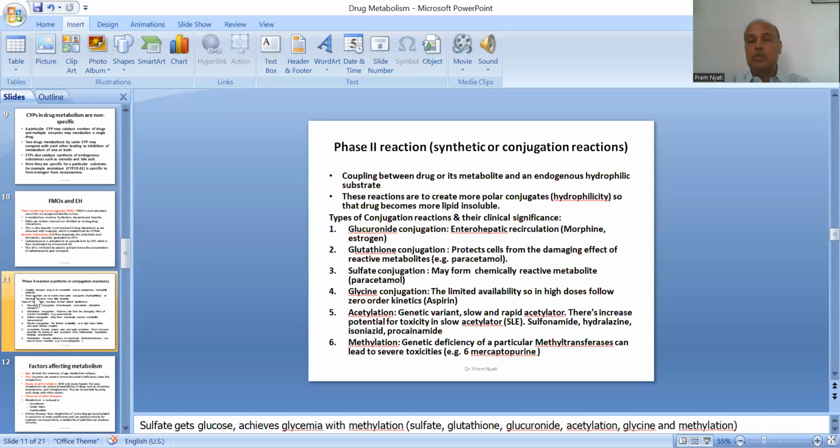The types of conjugation reactions and their clinical significance. Just we can get an idea that glucuronide conjugation. This glucuronide is secreted in the bile to the intestinal tract, from where it is broken down, the active drug again released free, that gets absorbed and re-enters the circulation. This is known as enterohepatic recirculation. Examples are morphine, estrogen.